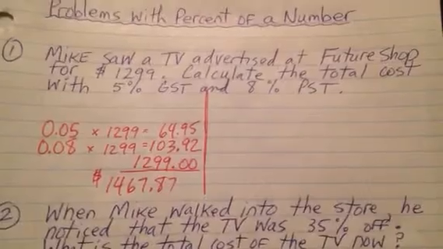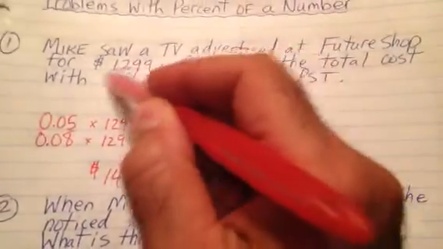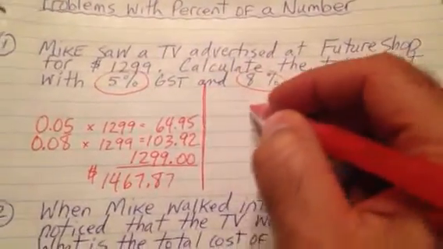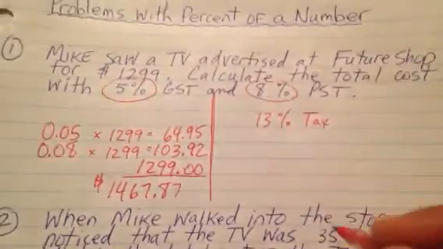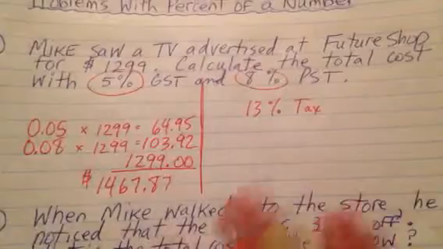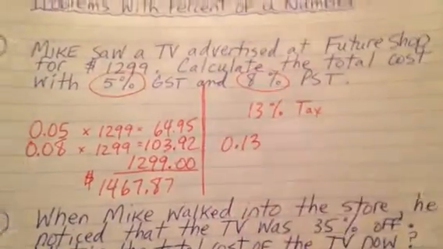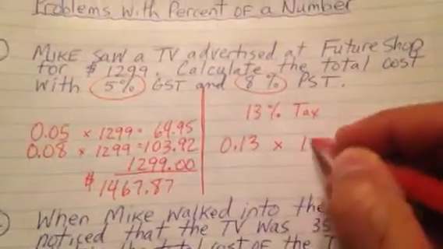There is a shortcut though, and that is we combine the taxes. So we have 5% and 8%. We combine them or add them. So in other words, you have 13% tax. So we don't really need to know what's GST, what's PST. We can just put them together and say there's 13%. So we change that to a decimal, 0.13. Of means times $1,299.